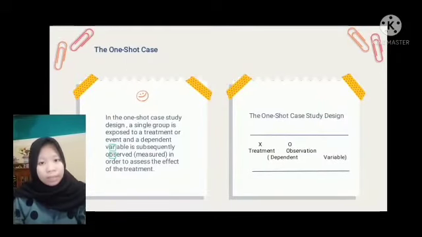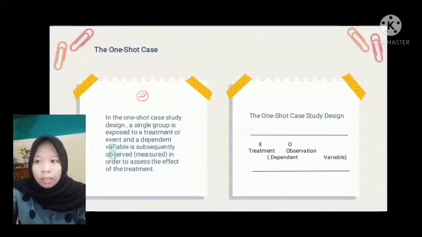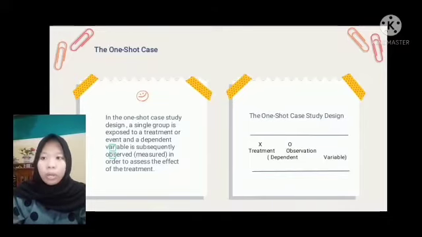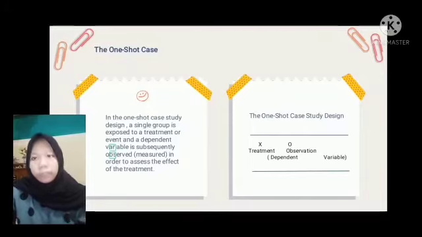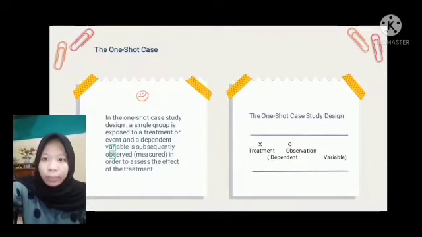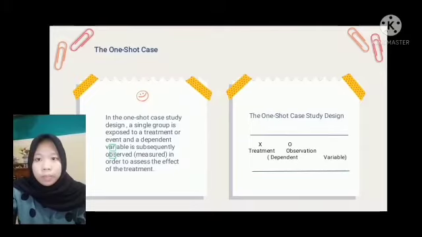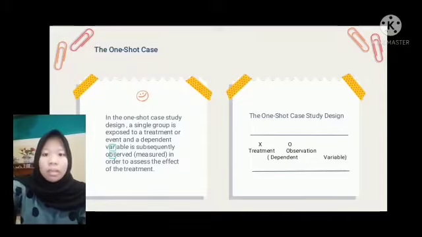In this design there are many studies that experts can argue. The first one is the one-shot case study. In this study, a single group is exposed to a treatment or event, and a dependent variable is subsequently measured. So as you can see, this is the design that we have: X as a treatment, and then O as the observation of the dependent variable.